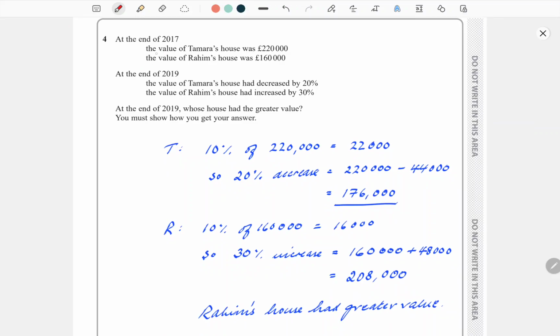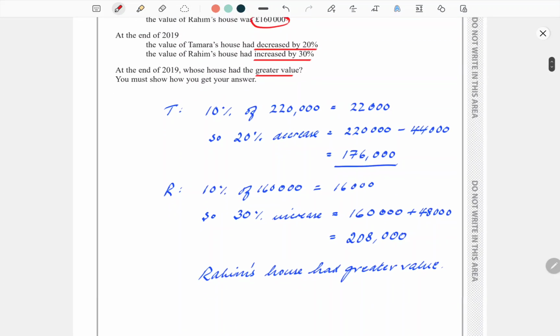Simple question. They give you the value of a couple of people's houses at the end of a particular year: one of them is 220, the other is 160. Then they say that after a couple of years, which the years themselves are actually irrelevant, the important bit of data is that one of them decreased by 20%, the other increased by 30%. Then they want you to compare the two values and see which one has the greater value. So that's the crux of the question.